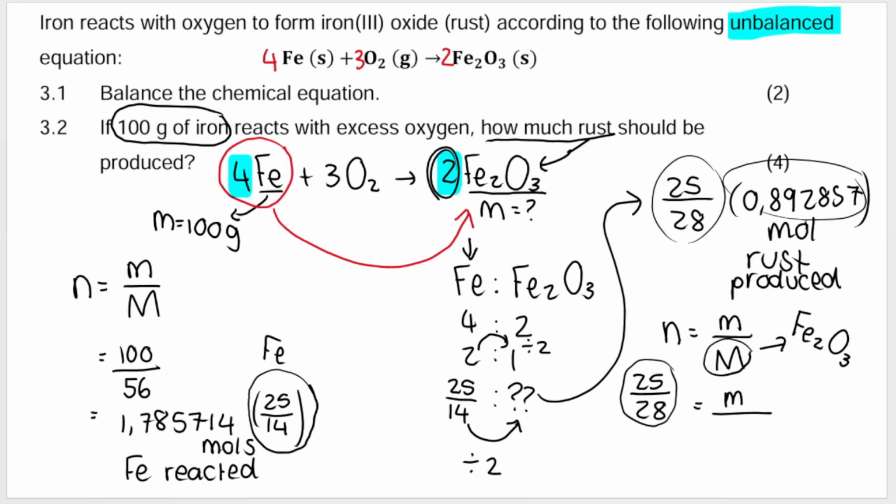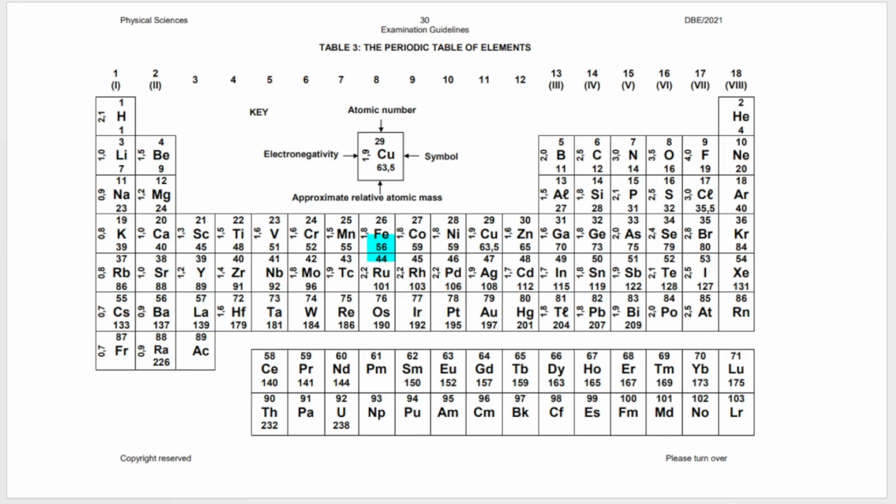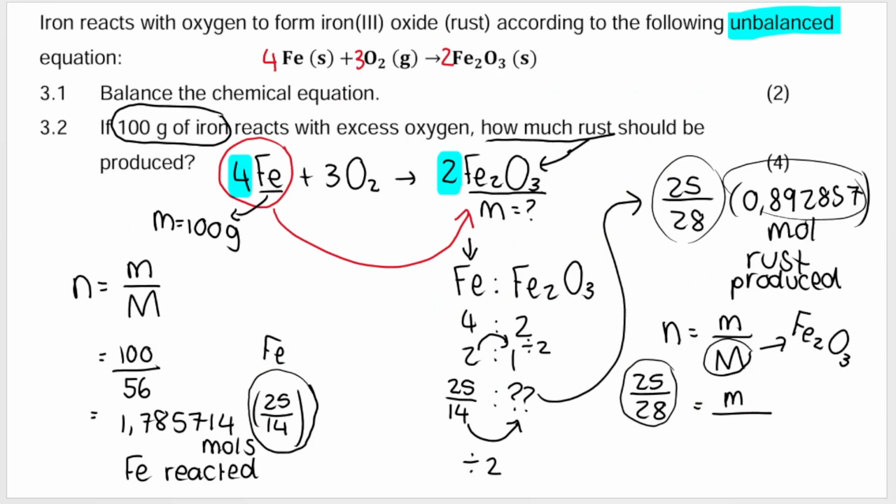Remember, we don't include the big number in front when working out the molar mass. So it's basically Fe2, so 56 times 2, plus, remember it's Fe2O3, plus 16 times 3. That gets me a molar mass of 160. And then your final step to calculate mass, you multiply 160 by my fraction, by my number of moles. And I get 142.86 grams, rounded off to 2 decimals.